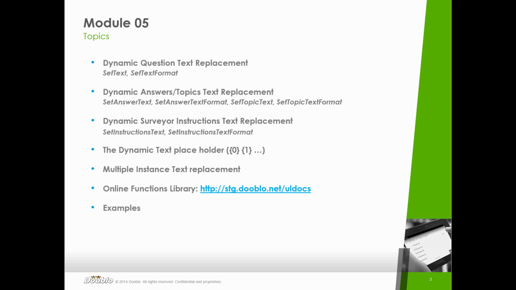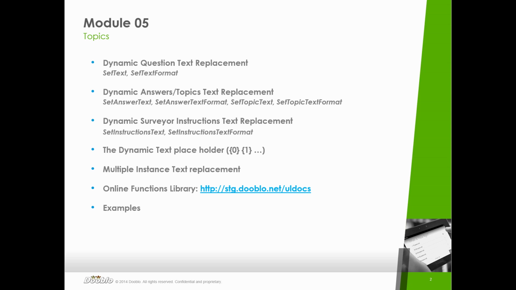If you do not remember exactly how to use the functions, you can always refer to the online functions library, which can be reached by the link you can see on the presentation. If you do not remember the link or cannot find the presentation, you can go to our knowledge base at support.doobler.net, search for function library, and you will be directed to the article that guides you to the link to the function library.